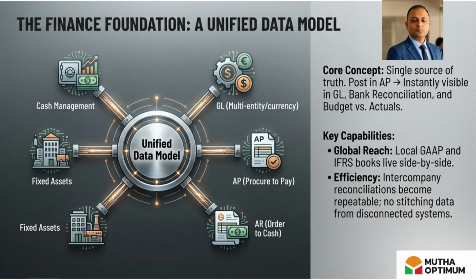For a mid-sized multi-company group, this means local GAAP and IFRS books can live side by side. Intercompany reconciliations and eliminations become repeatable and auditable. Month-end close is faster because you are not stitching data from 5 to 6 disconnected systems.